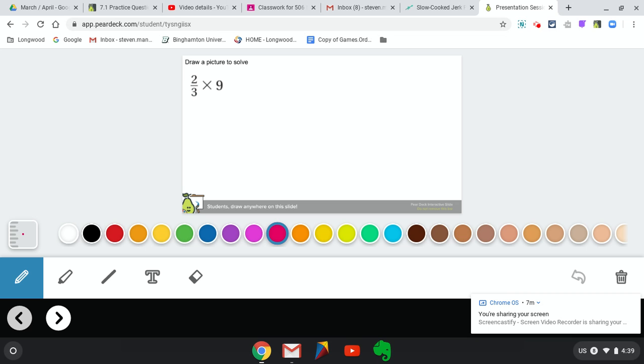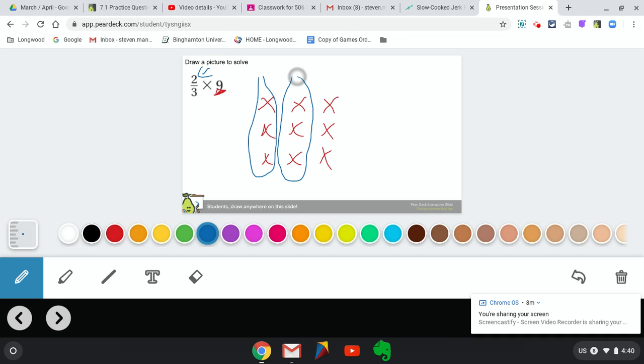All right, this is 2/3 times 9. So again, I'm going to do my row of my denominator to create my array. And then I have 3, 4, 5, 6, 7, 8, 9, right? I have to get all 9 x's there. Then I'm looking at my numerator, 2 of the rows. 2 columns. I misspoke. 2 columns I need to circle. And then count up how many there are inside of each one. 1, 2, 3, 4, 5, 6 total x's that are circled. There is our answer of 6.